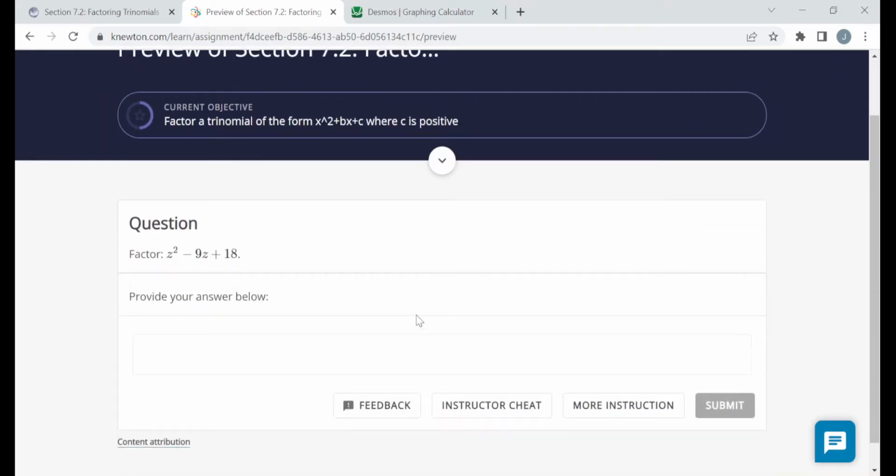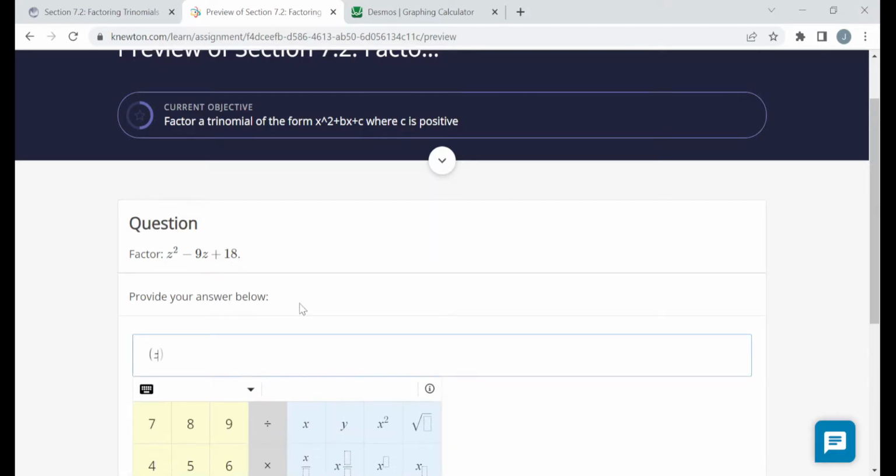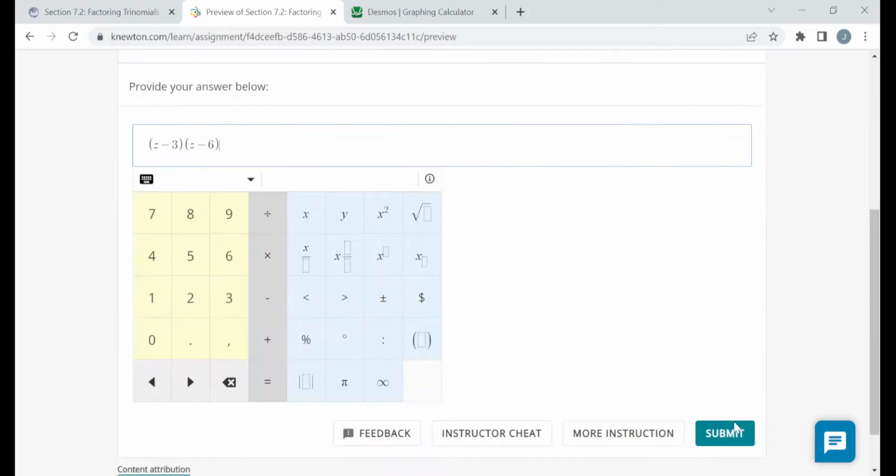All right. So now I'm just going to kind of talk them out, especially the smaller number ones like this. The factors of positive 18 that have a sum of negative 9 would be negative 3 and negative 6. Negative 3 times negative 6 would be positive 18. Negative 3 plus negative 6 would be negative 9. So this will factor to z minus 3 times z minus 6. And that's it. And again, you can check by multiplying.